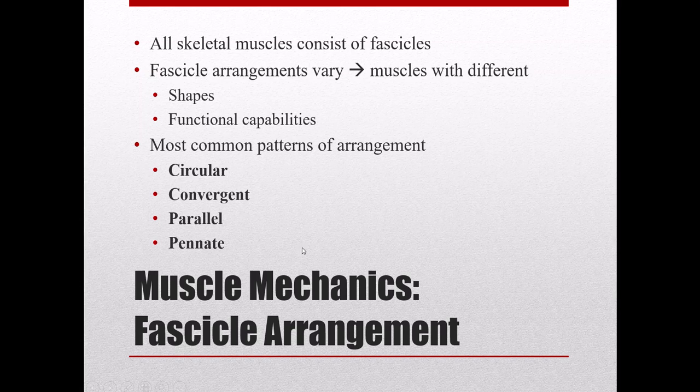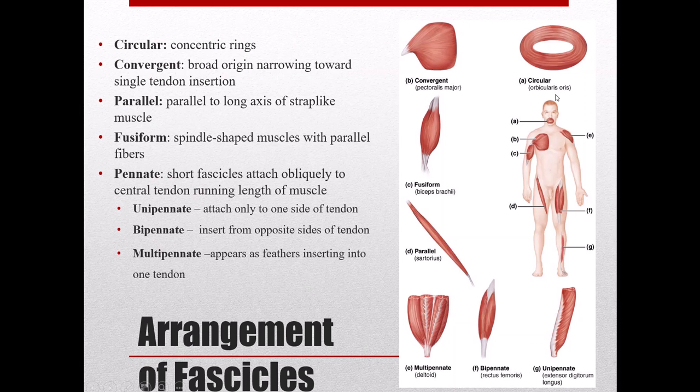In some of them, the name tells you what they are going to be shaped like. For instance, circular muscles are, of course, circular, right? They're round. They're concentric rings of muscle tissue. Convergent muscles are going to converge, right? They have really broad origins that narrow towards a single tendon insertion. The pectoralis major muscle here is a very good example of a convergent muscle. Parallel muscles are muscles that have long, parallel muscle fibers, typically in a strap-like fashion, like the sartorius here.